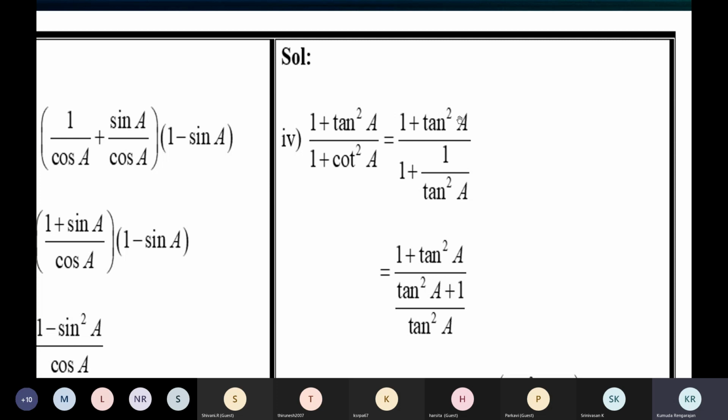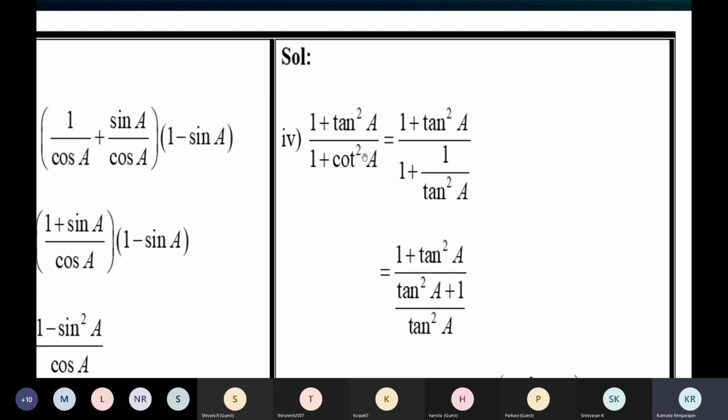Now, children, this is the numerator, and this entire thing is the denominator. You can see the numerator here, 1 plus tan square A, and this portion is the denominator. On taking the common denominator here, tan square A, we get tan square A plus 1 over tan square A. Now this part is the numerator, 1 plus tan square A, divided by this one. Here, 1 plus tan square A is the numerator, the rest is the denominator.